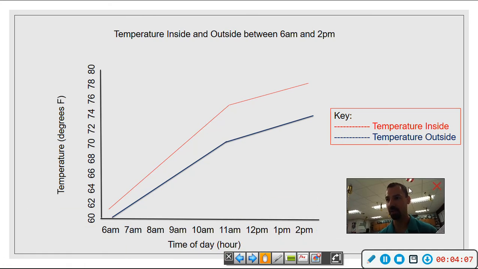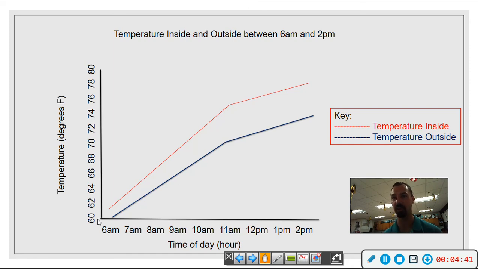Okay, here's a good example of a graph properly labeled and everything. So this is temperature inside and outside between 6 a.m. and 2 p.m., and you notice the axes are labeled. So time of day, hour goes on the bottom. You notice it's 6 a.m., 7 a.m., etc., all the way to 2 p.m. And also the data. You notice it does not start with 0. So once again, I illustrate, maybe in math class you have to start with the origin. Here you do not have to.